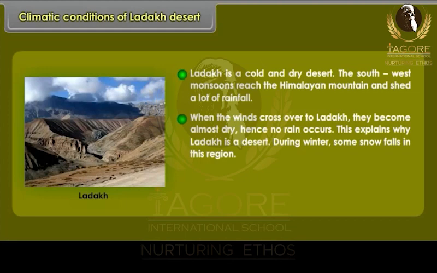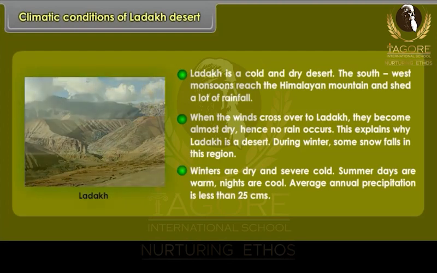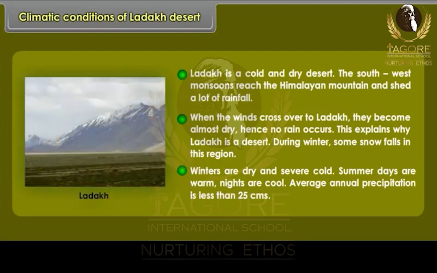During winter, some snow falls in this region. Winters are dry and severely cold. Summer days are warm, nights are cool. Average annual precipitation is less than 25 centimeters.